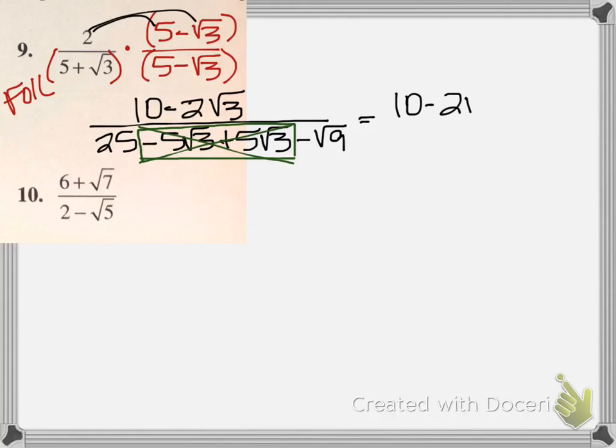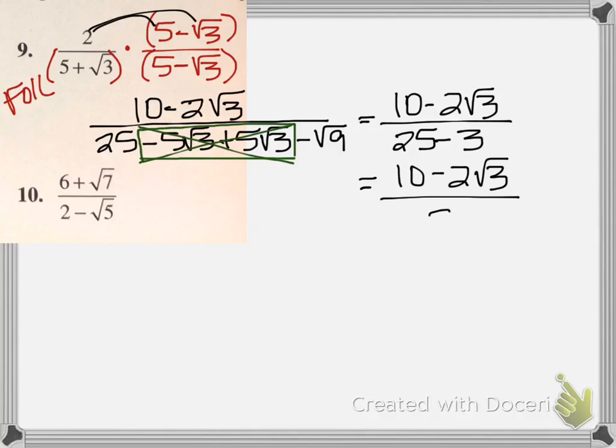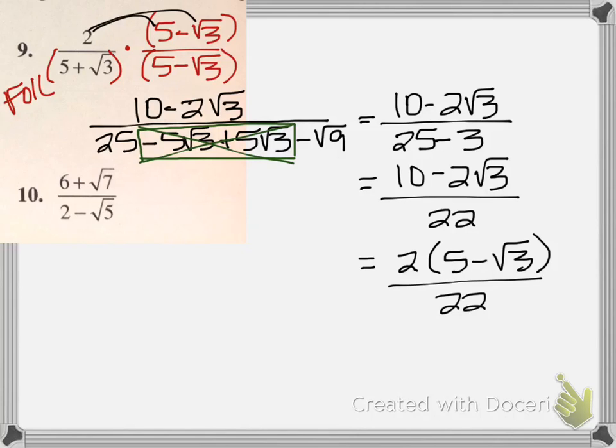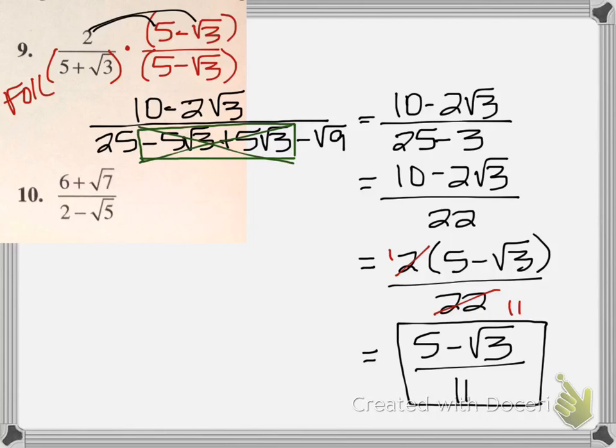I have 10 minus 2 square root 3 over 25 minus the square root of 9 is 3. So 10 minus 2 square root 3 all over 22. One last thing, all 3 terms in my answer so far are divisible by 2, so I can actually factor out a 2 in my numerator. And the reason why I'm factoring that out is because I can cancel that 2 with the 22 in my denominator. So I'm able to reduce or simplify my answer. So 5 minus square root 3 over 11 would be my final rationalized answer.